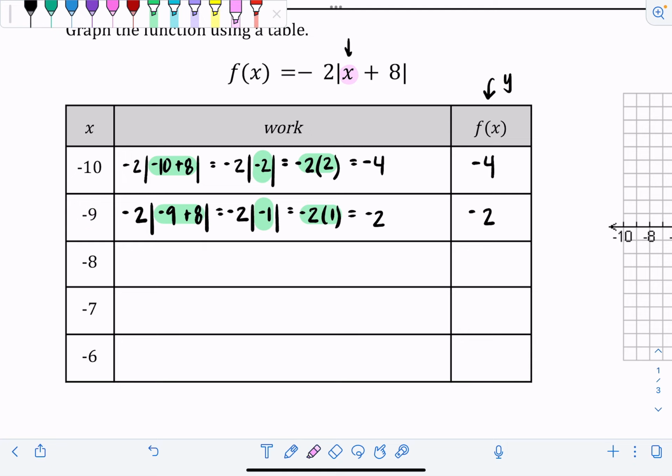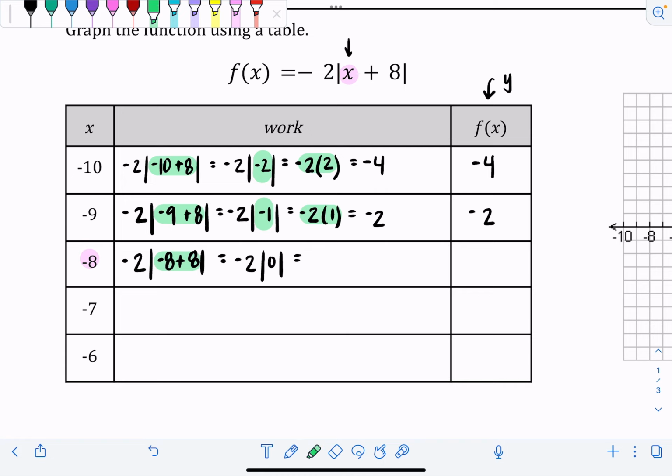Next we'll use x equals -8. So this will be -2 times the absolute value of -8 plus 8 equals, and then we're going to add inside the absolute value bars first. So it'd be -2 times the absolute value of 0, since -8 plus 8 is just 0.